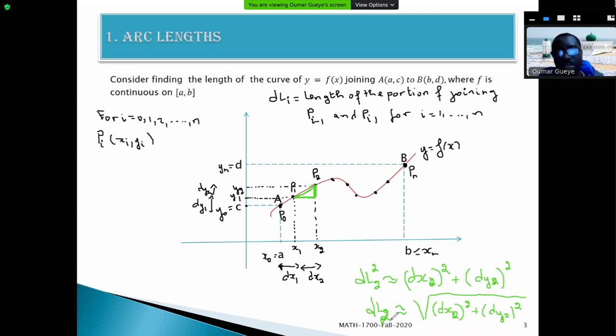So in the next page, we'll see now how to get the length of the portion of the curve of f joining capital A and capital B. As I told you, we're going to approximate it by adding these elementary lengths of these small portions. So we just want to take the portion p0, p1 plus p1, p2, and so on up to pn minus 1, pn.